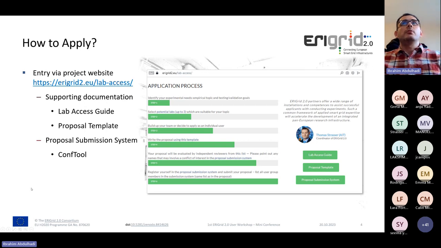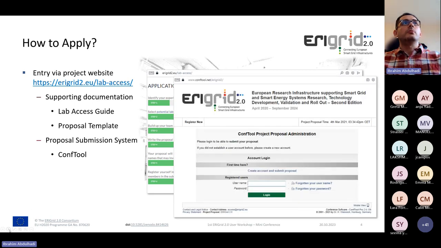In terms of the process of application, all information is available on the ERIGrid website. There is a proposal template as well, which is fairly straightforward to complete, as well as a link to the submission platform. We use ConfTool, which you will probably be familiar with if you have submitted papers to a conference. All submissions are administered via the ConfTool platform, and the submissions will be assessed by an independent selection panel that looks at the quality of the proposals, and the applicants will be informed about the decision on their application in due course.